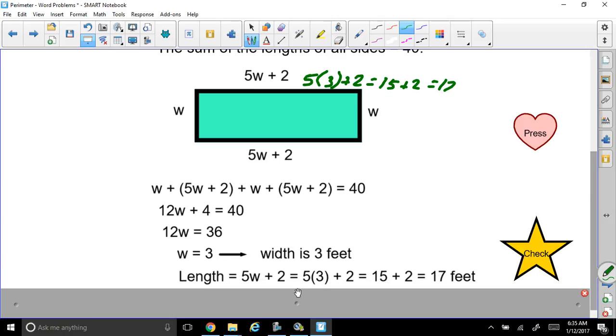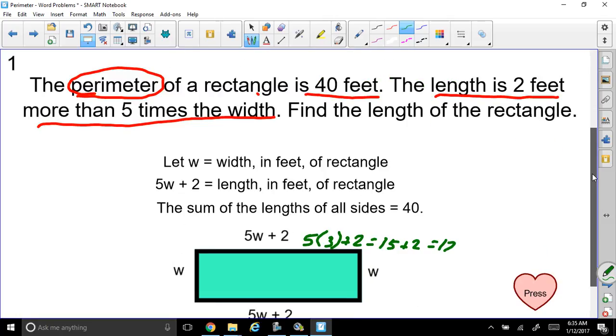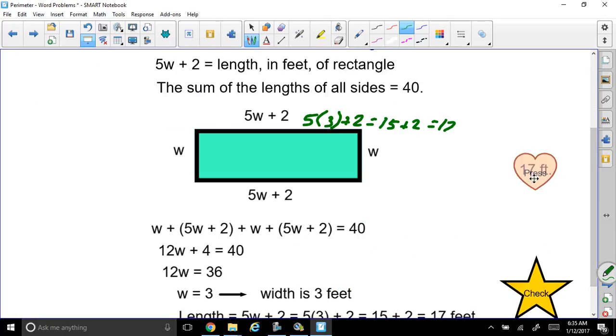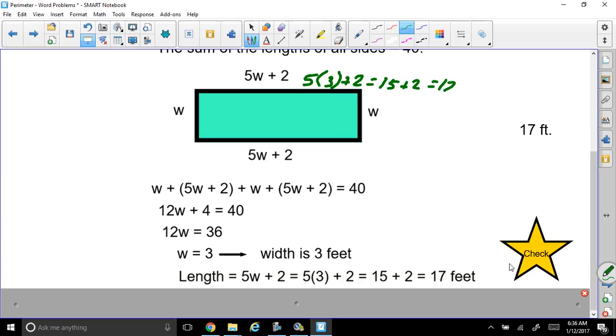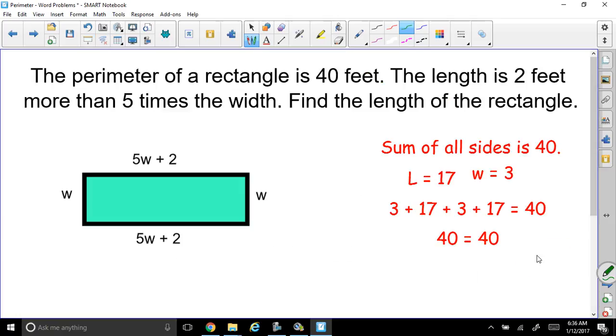And there it is, nice and neatly typed out for you. So what did they ask us for? The question asked, find the length of the rectangle. So that's 17 feet. So we're done. But we should check our problem just to see if it does check out. So let's go and check it.